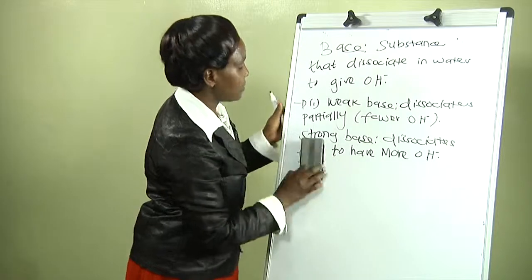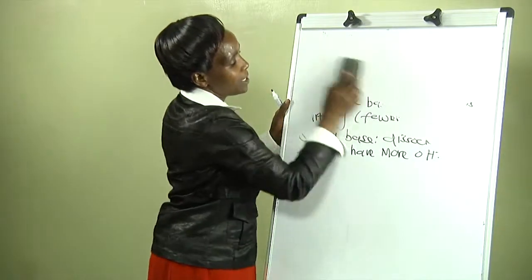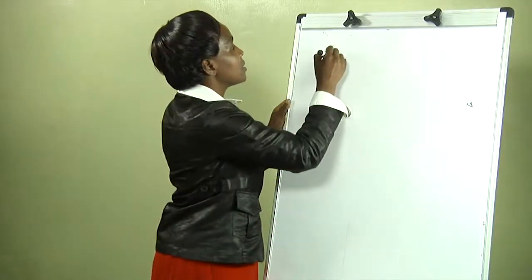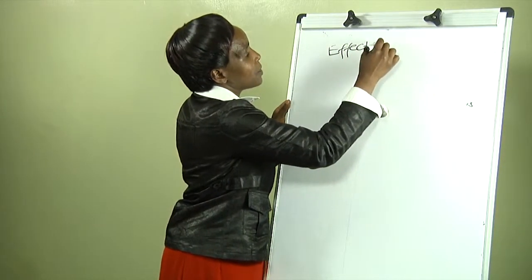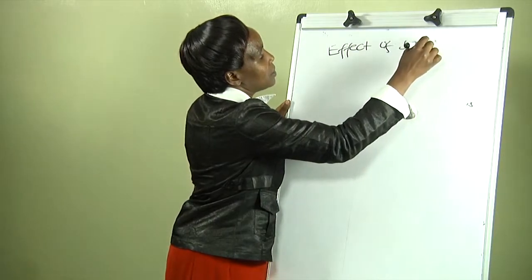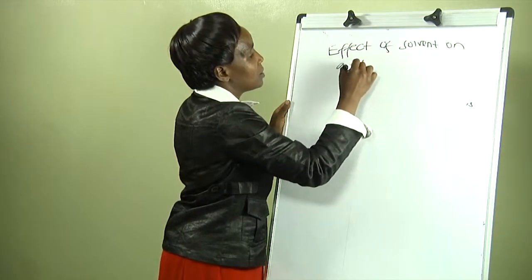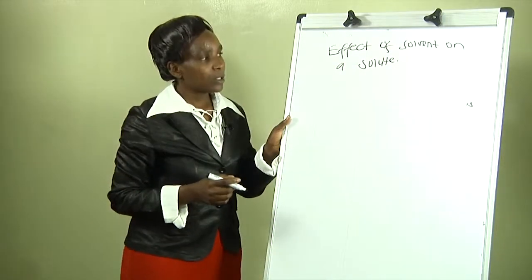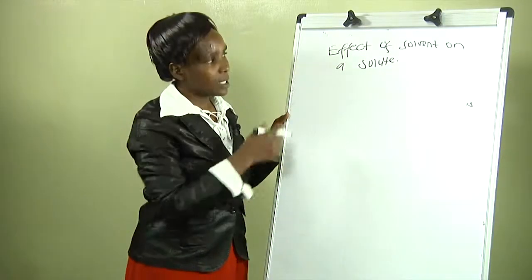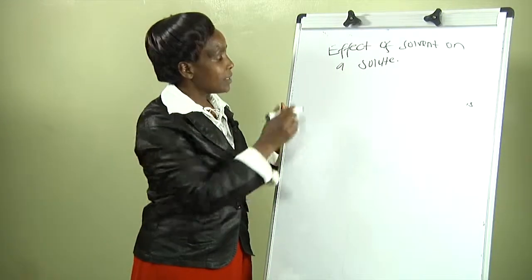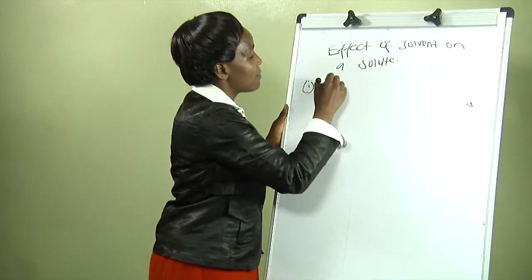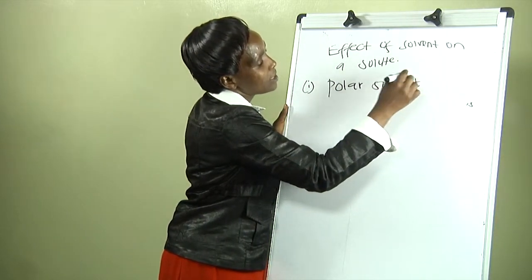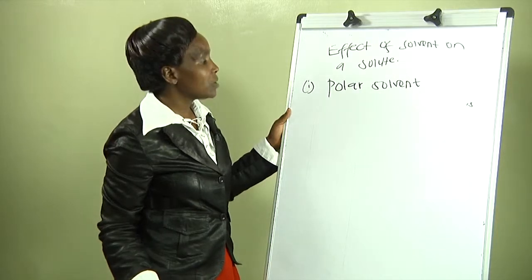Then the last part I have dealt with, we have looked at the effect of a solvent on a solute. We have reminded ourselves what we mean by a solute and examples. A solute is the solid, and the solvent is the liquid. Then we have seen there are two things here. We have a polar solvent, the one that is having partial positive and partial negative.